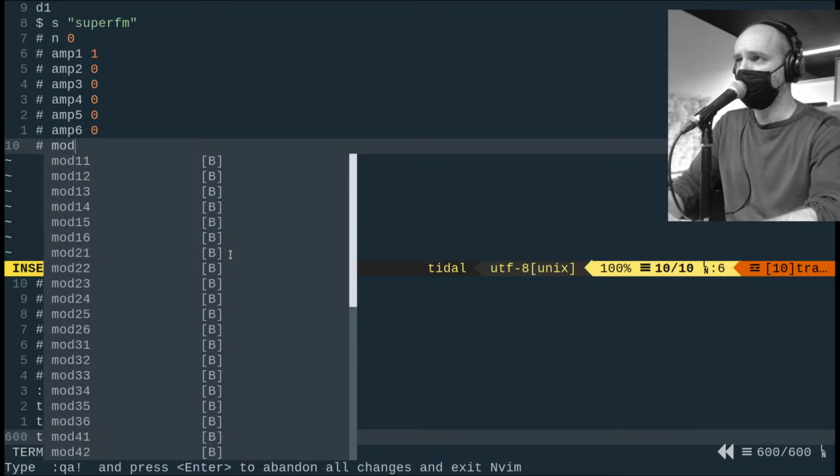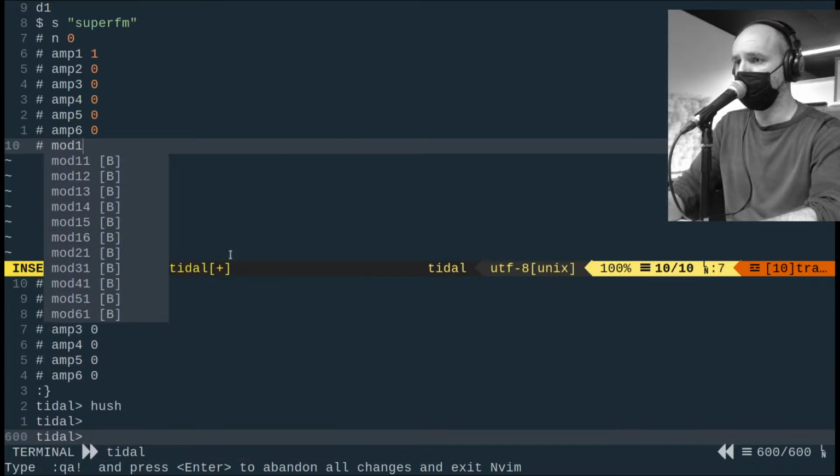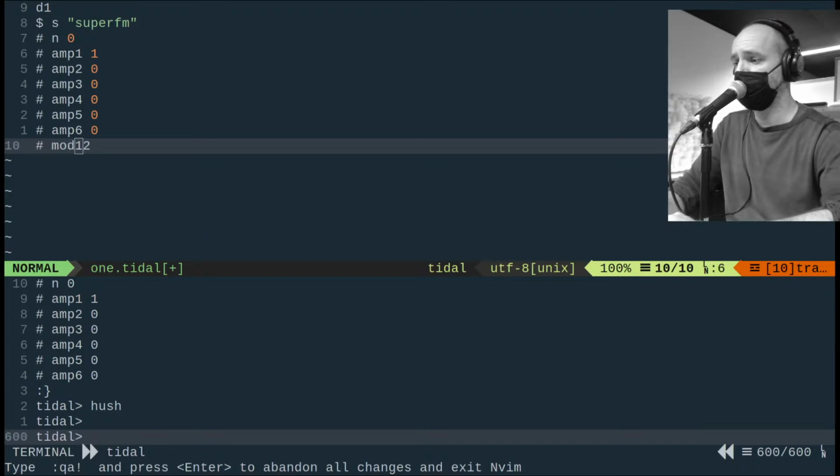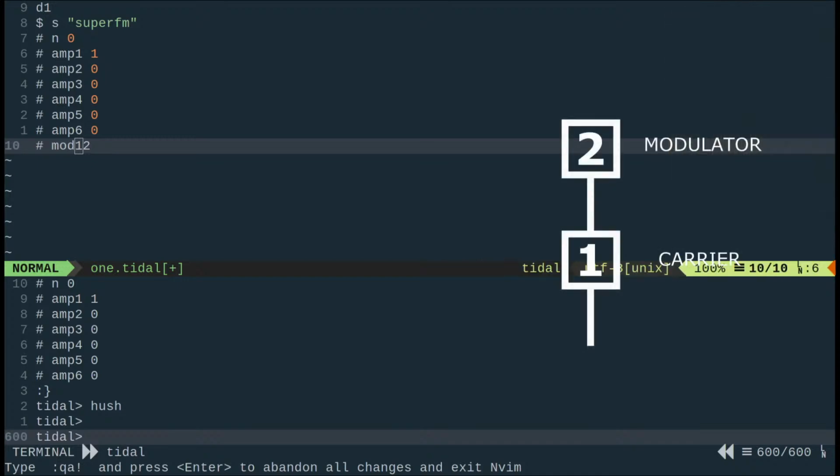Now, for modulation, we use mod. And as you see in the list here, it has 2 numbers. The first one is the carrier of the modulation, so the operator being modulated. And the second one is the modulator. Let me say that again. The first one is the carrier and will be the one modulated, and the second one is the modulator and will modulate the first one. Okay, so here operator number 2 is modulating operator number 1, which is the algorithm we had here. Okay, this is the syntax for this algorithm here.